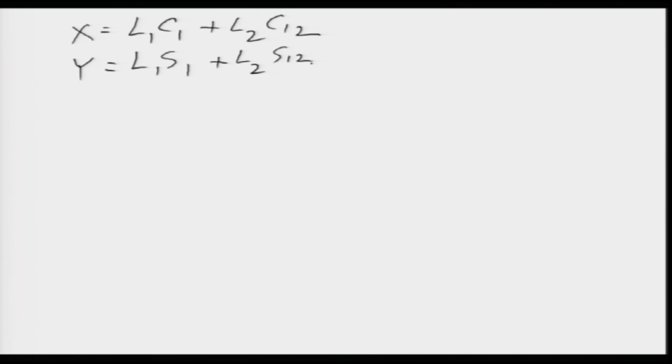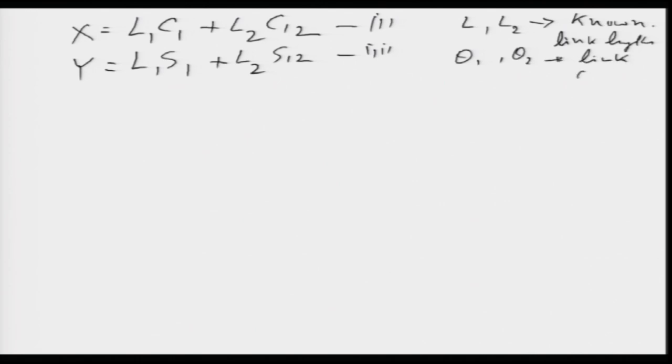The first equation is x is equal to L1 cos theta1 plus L2 cos(theta1 + theta2). The second equation, y is equal to L1 sin theta1 plus L2 sin(theta1 + theta2). These are two equations, equation 1 and equation 2, and there are two unknowns. L1 and L2 are the link lengths, and they are known. What is unknown is theta1 and theta2, the link angles. So how do we try to solve this?